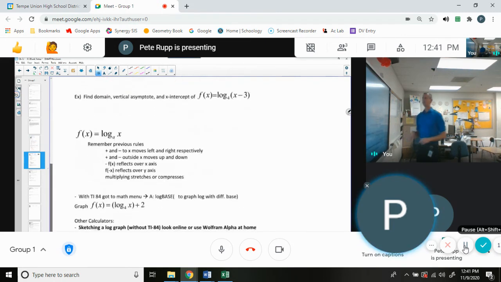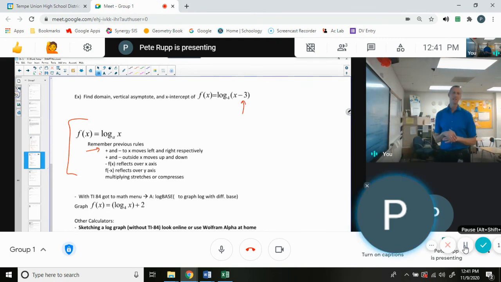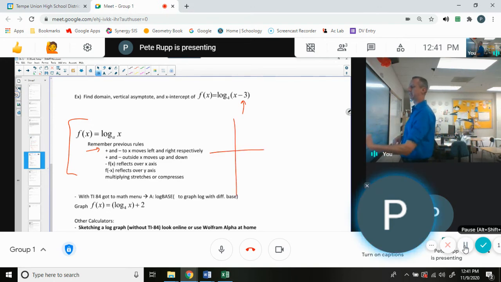So this question right here: find the domain, vertical asymptote, and x-intercept of that graph. A couple things about this. It's basically getting you to think about the shifts and stretches and compressions of functions. So just remember our rules that we had. If you have a plus or minus to x, it moves it left and right. So in this case, I do have x minus 3. So remember, that's the one that's opposite of what it looks like. So your normal log function, which remember looks like this, okay, is going to move to the right 3.